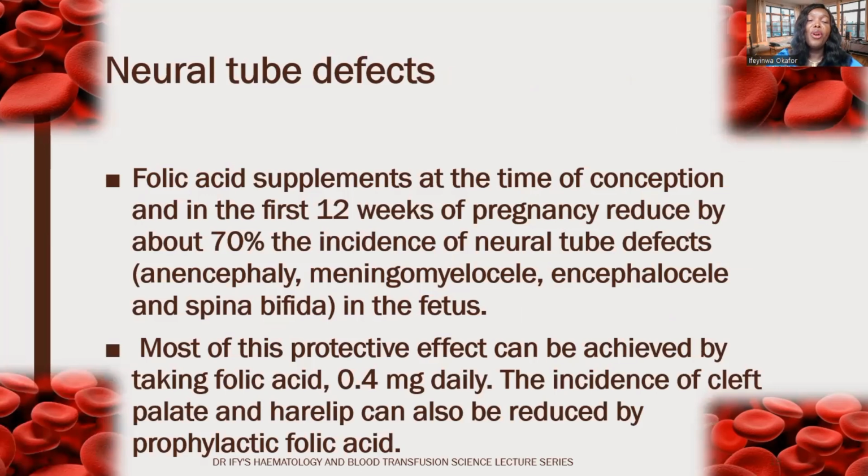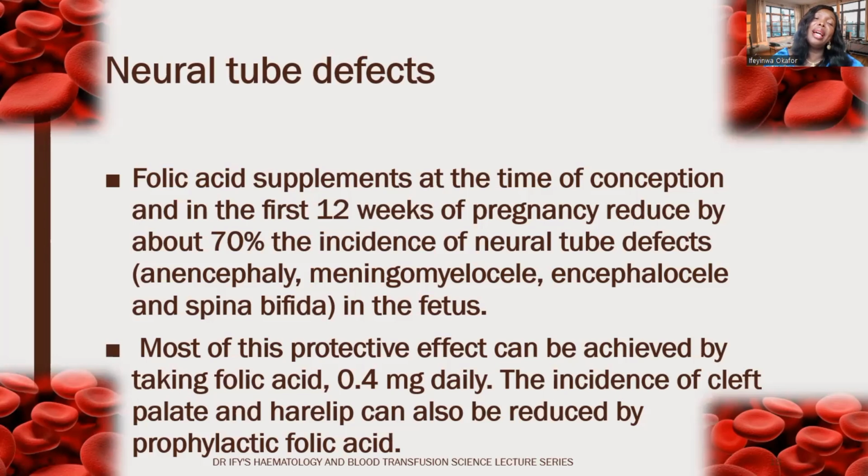Neural tube defect. Folic acid supplements at the time of conception and in the first 12 weeks of pregnancy can reduce by about 70% the incidence of neural tube defects, spina bifida, in the fetus. Most of these protective effects can be achieved by taking folic acid, like 0.4 milligram daily before conception and, most importantly, within the first trimester of pregnancy. The incidence of cleft palate and hare lip can also be reduced by taking prophylactic folic acid.